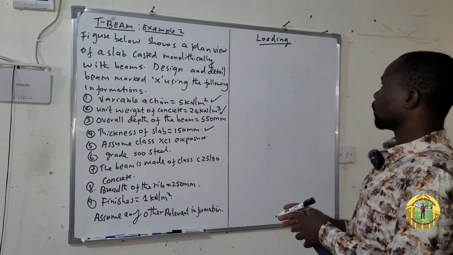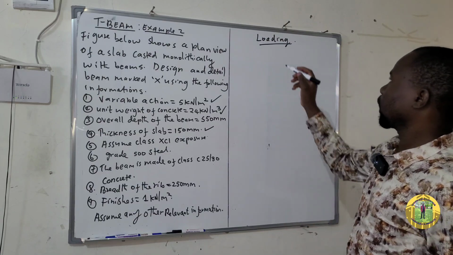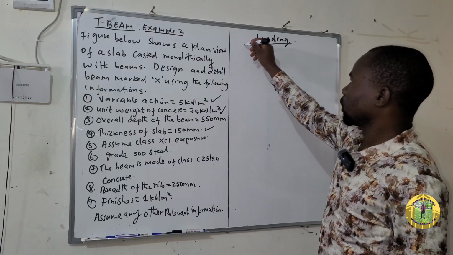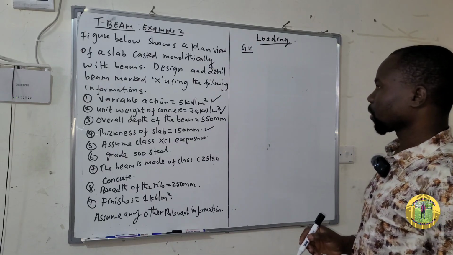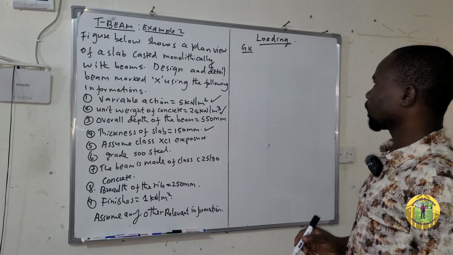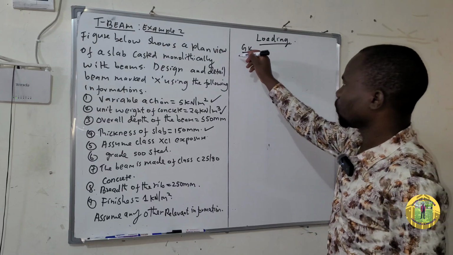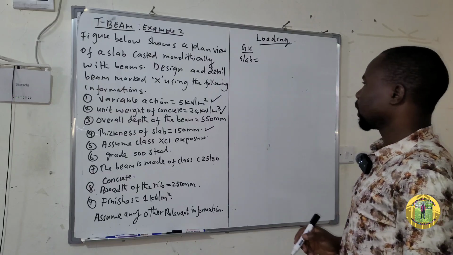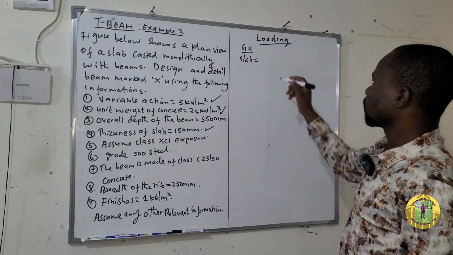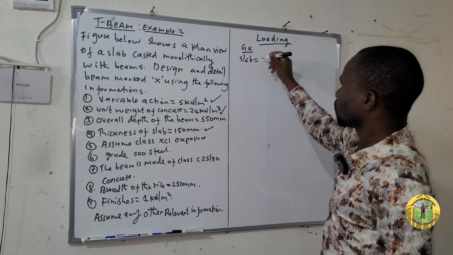And loading will start by the permanent action, which is GK. And under GK, we have the weight of the slab. So remember the thickness of the slab is 150. So this is 150.